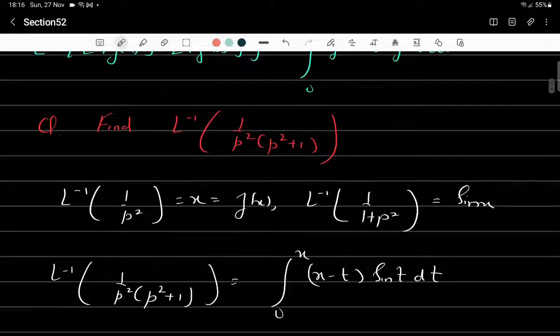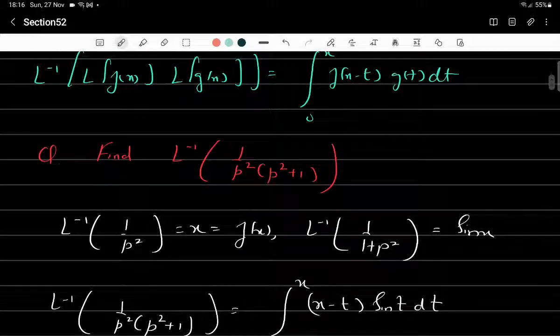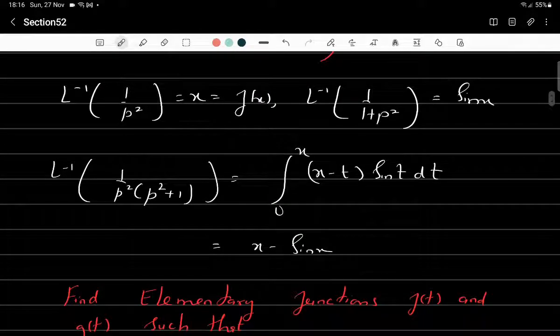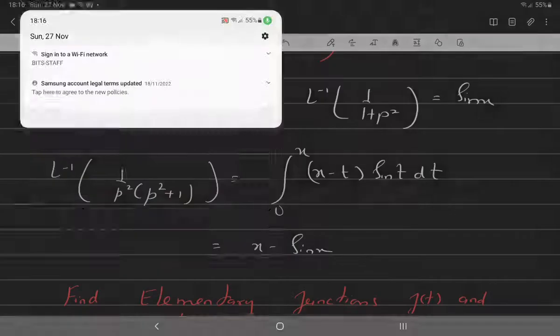Hence Laplace inverse of 1 by p square plus 1 is the integral from 0 to x of f of x minus t, so f of x is x, so f of x minus t is x minus t, times sin t dt, which can be easily solved.